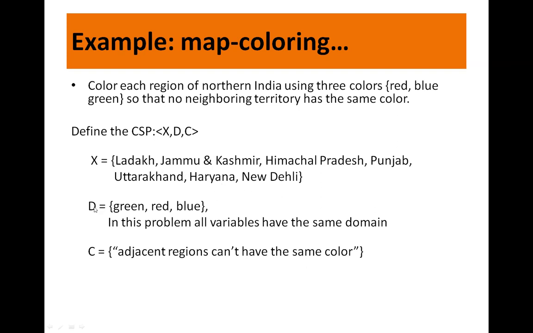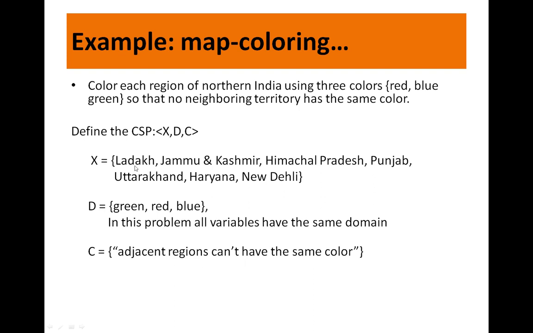Fine. What is the domain? Green, red, blue. So what is it? It's an assignment problem. What are we doing? We are assigning these colors to these variables. And when we are assigning these colors to these variables, we need to satisfy this constraint. What does the constraint say? Adjacent regions can't have the same color. They cannot have the same color.